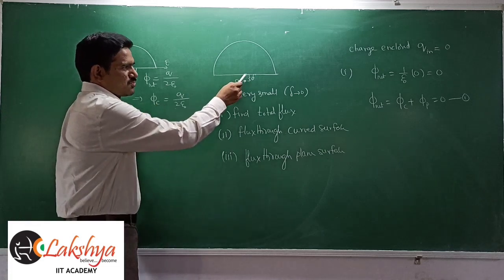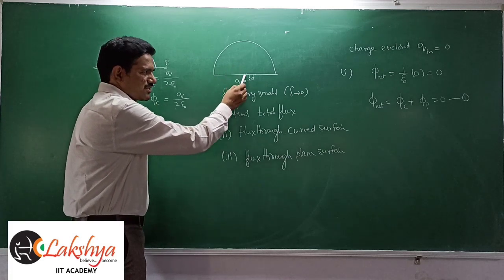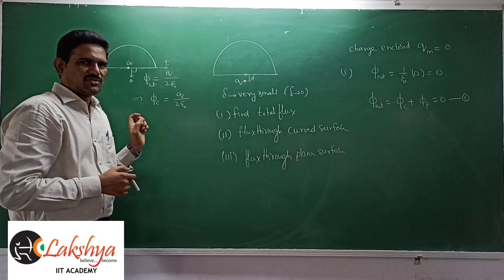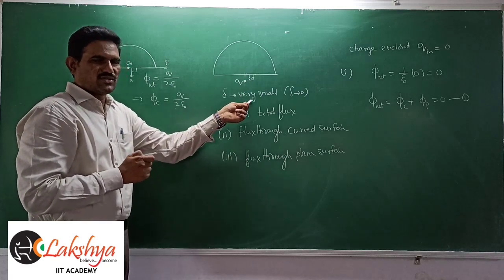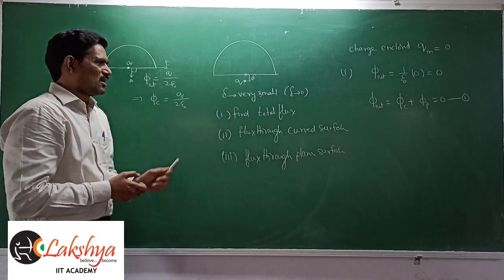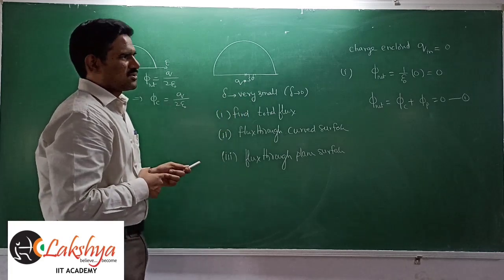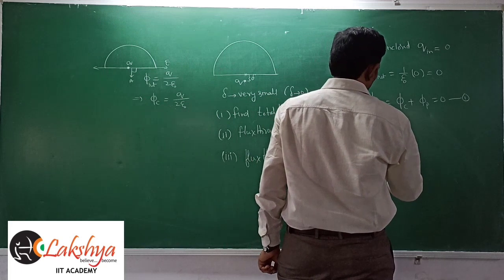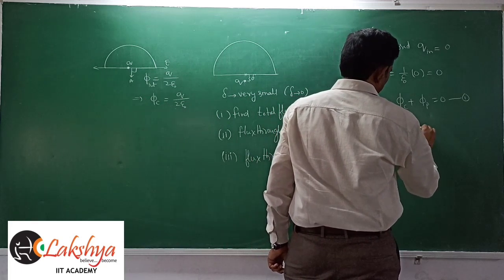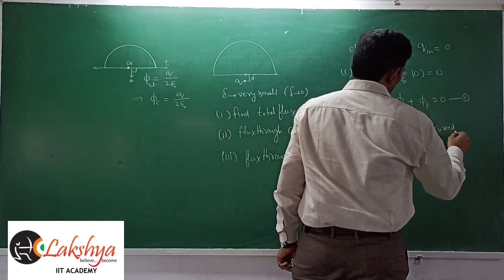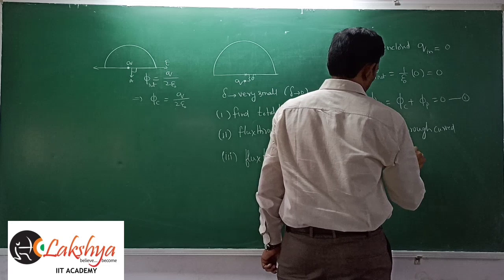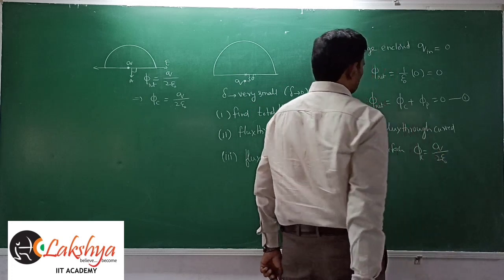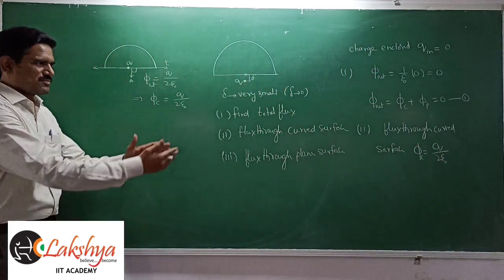Got it? If this distance is large, for example r by 2, then you can't take that approximation. Here the distance is very small, which is already given in the data itself. The charge is placed at a very small distance from the center, so we can approximately take the flux through the curved surface as q by 2 epsilon naught. Therefore, flux through the curved surface is equal to q by 2 epsilon naught. Got it? We take q by 2 epsilon naught from the previous example because it almost remains the same.